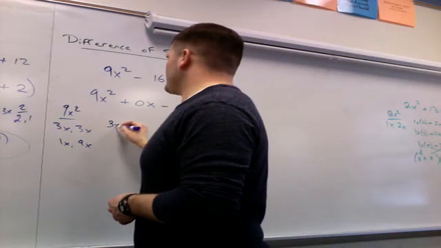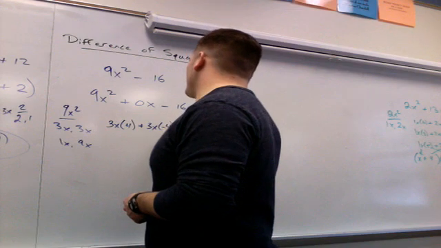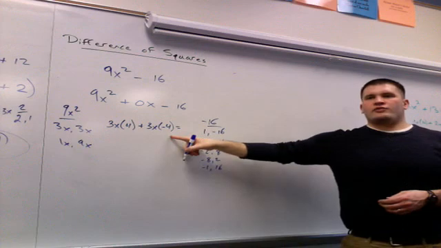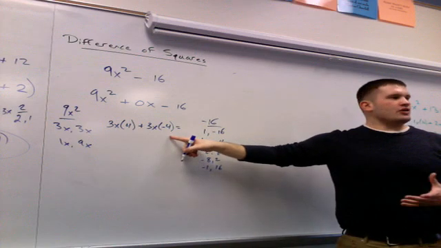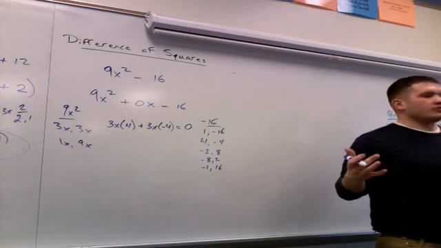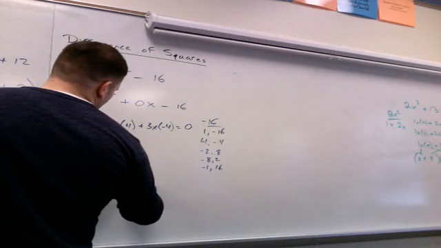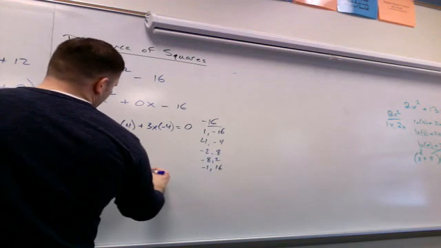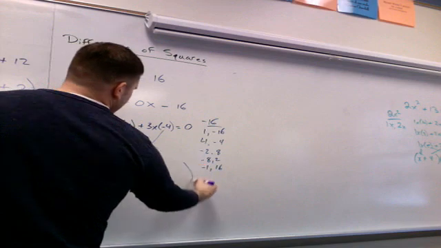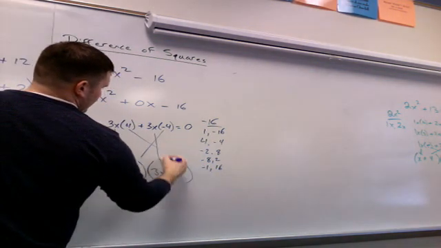So 3x times 4 plus 3x times negative 4. 12, right? Negative 12? Does that equal 0? Yeah. So we found it, right? So then when I factor this, I'm going to draw my two parentheses first. We get 3x minus 4 and 3x plus 4, right?